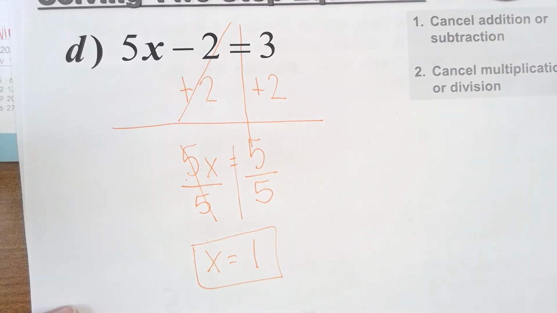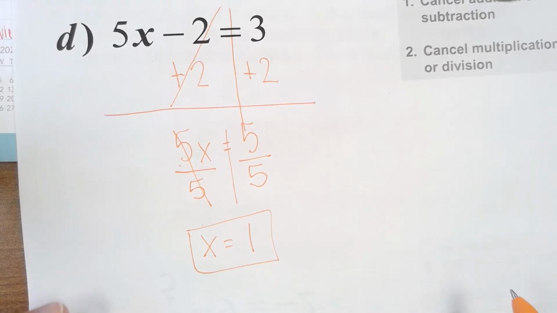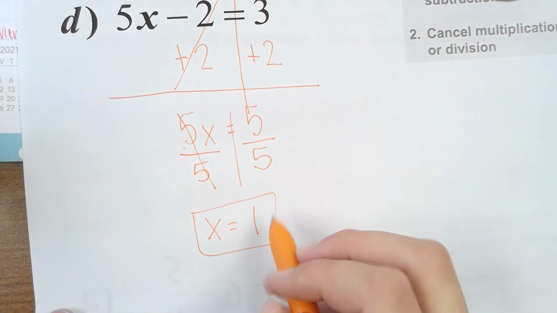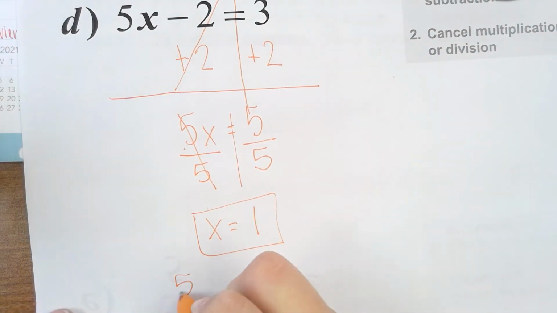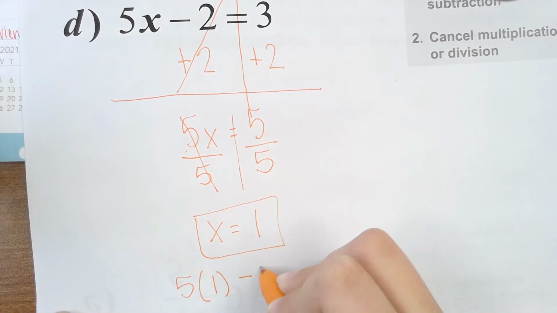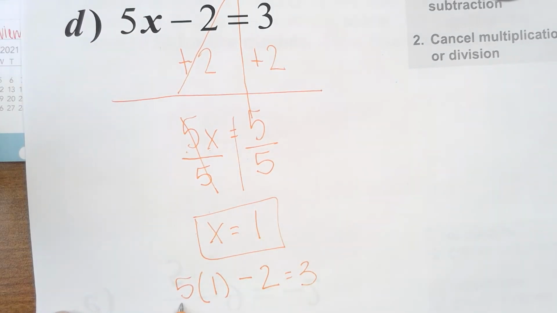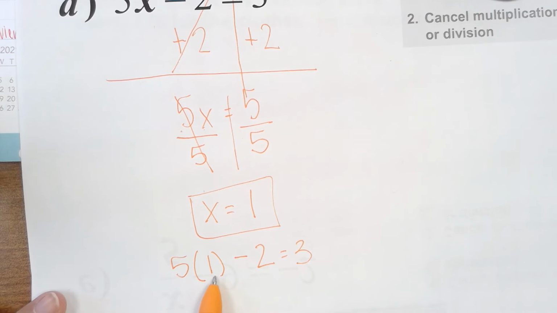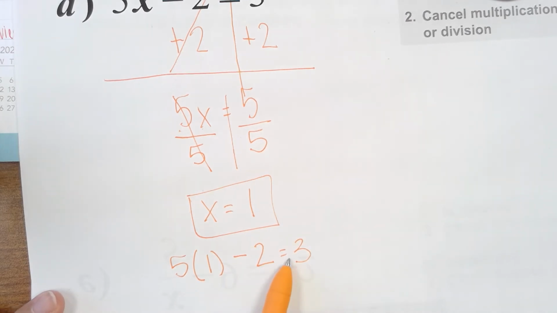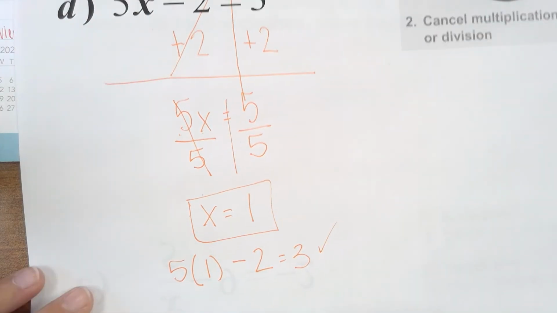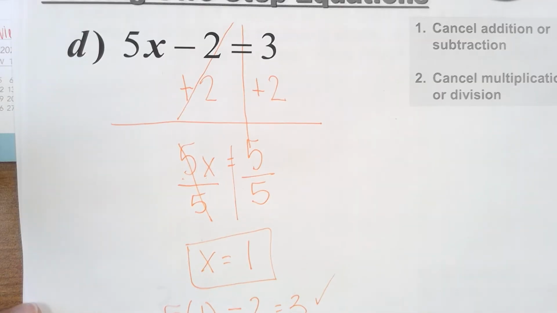Alright, so good job if you got that, and you guys should have known whether you got this answer right or wrong by plugging your answer back in for x and then actually checking it. So 5 times 1 is 5, and does 5 minus 2 equal 3? It sure does, so you guys know that you've done it correctly. Okay?